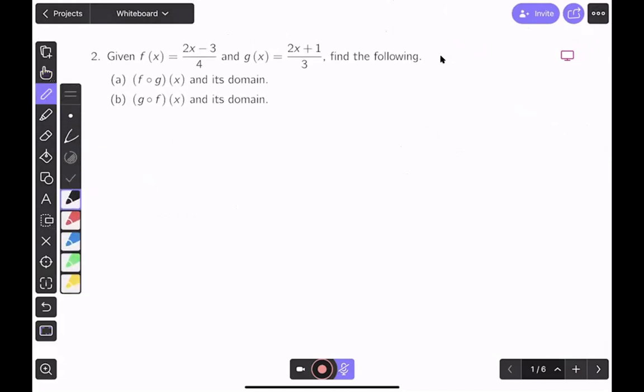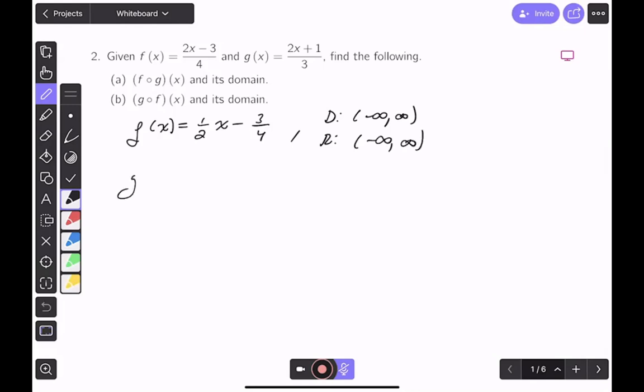It says given f of x. I'm going to write it a little bit differently. F of x is equal to, well, I'm going to just simplify. It's really 1/2 of an x minus 3/4. The domain of this, it's a line, is all real numbers. And the range of this is also real numbers. Just a very simple line.